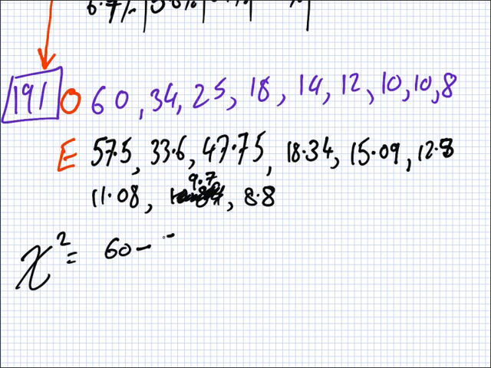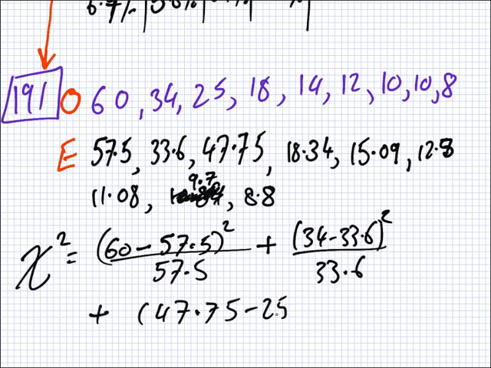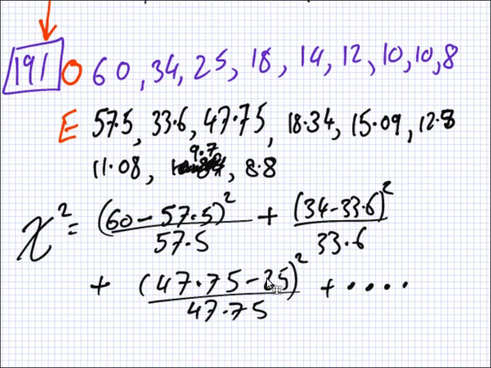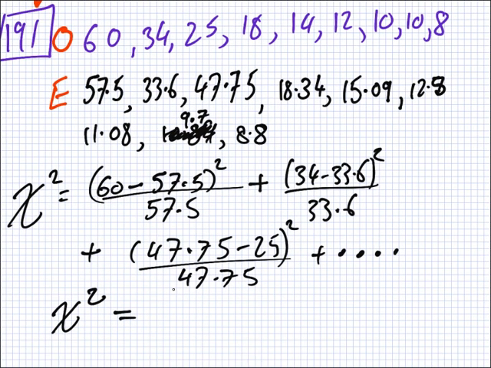So the first one is 60 minus 57.5 squared over 57.5, plus, and what's the next one? 34 minus 33.6 squared over 33.6, and then the next one would be 47.75 minus 25 squared over 47.75, and so on and so on. Did anyone fully calculate this out? No?